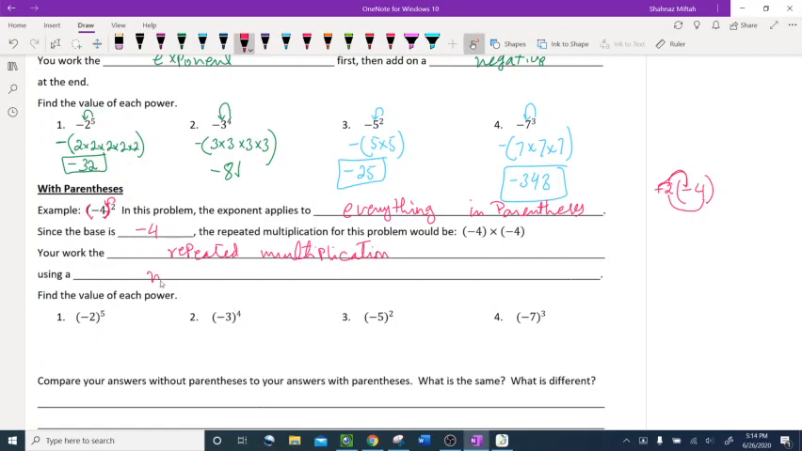Using a negative number as the base. Find the value of each power. Now, let's start. This 5 applies on parentheses, okay? So which means on both of these things. So I have negative 2, right? Parentheses times negative 2 parentheses times negative 2 parentheses times negative 2 parentheses and then negative 2 parentheses times.